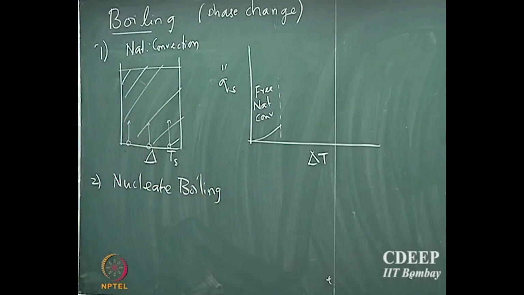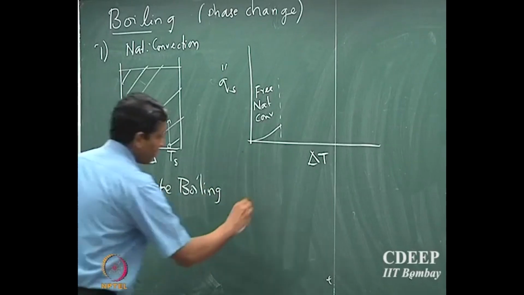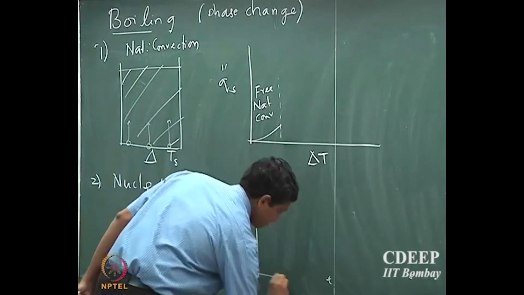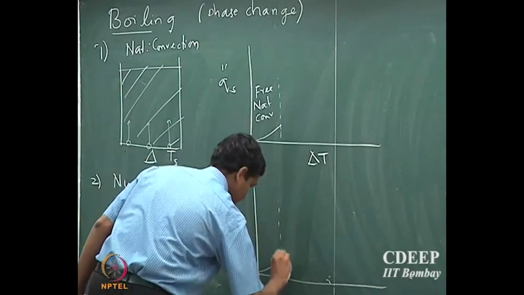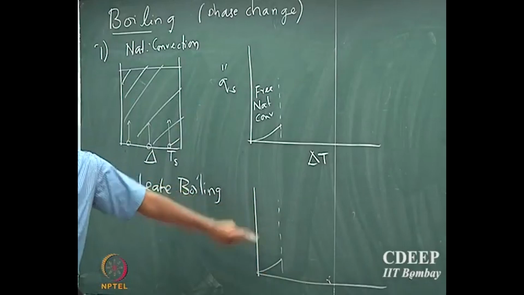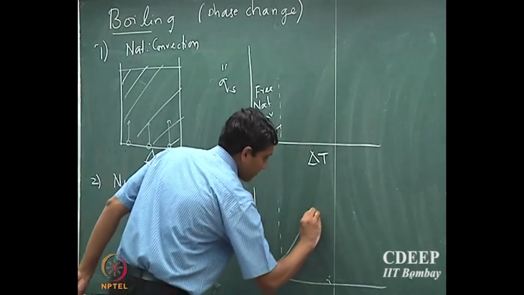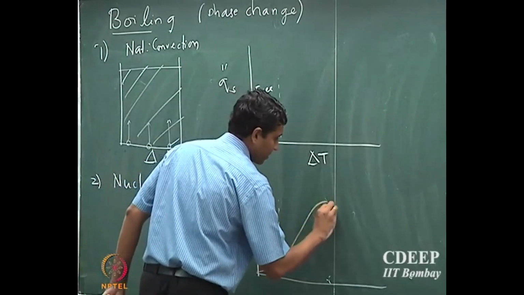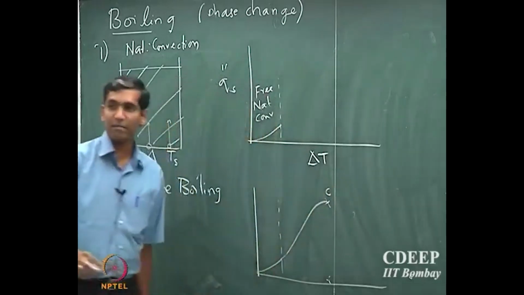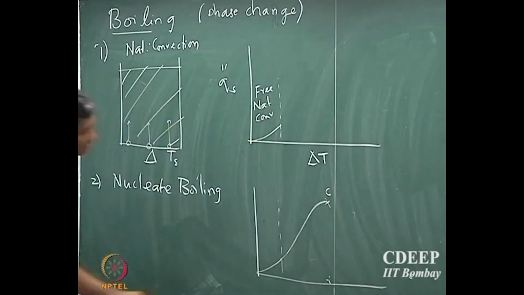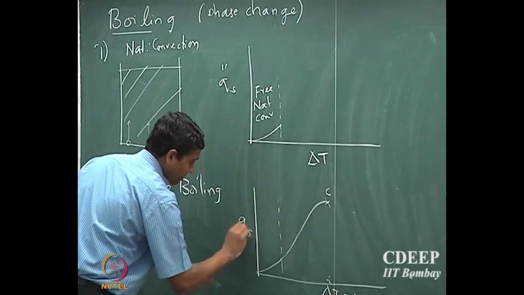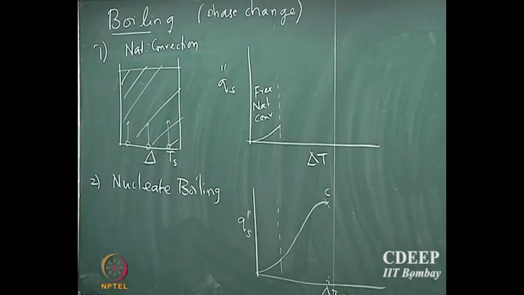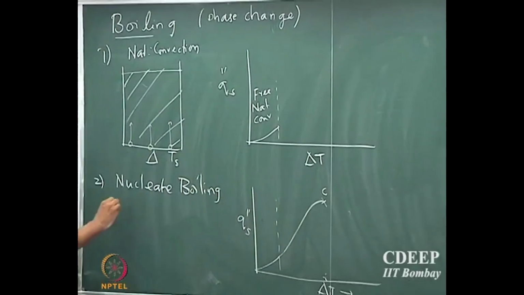Nucleate boiling actually has two regions. Free convection is till this point, all the way up to the maximum. So, if I call this some maxima C, and this is again delta T versus the flux of heat that is supplied for boiling.